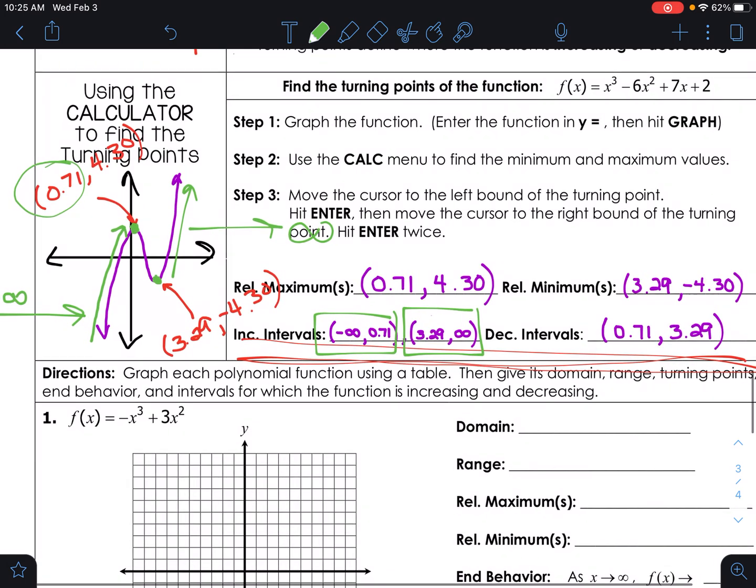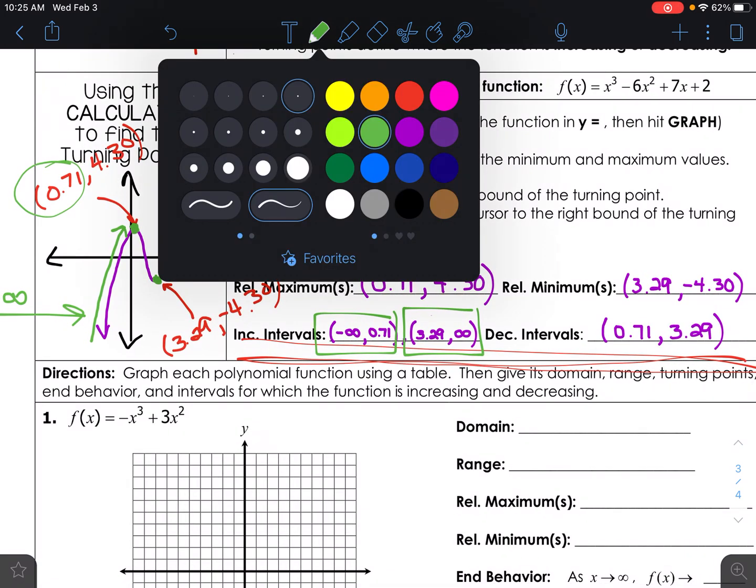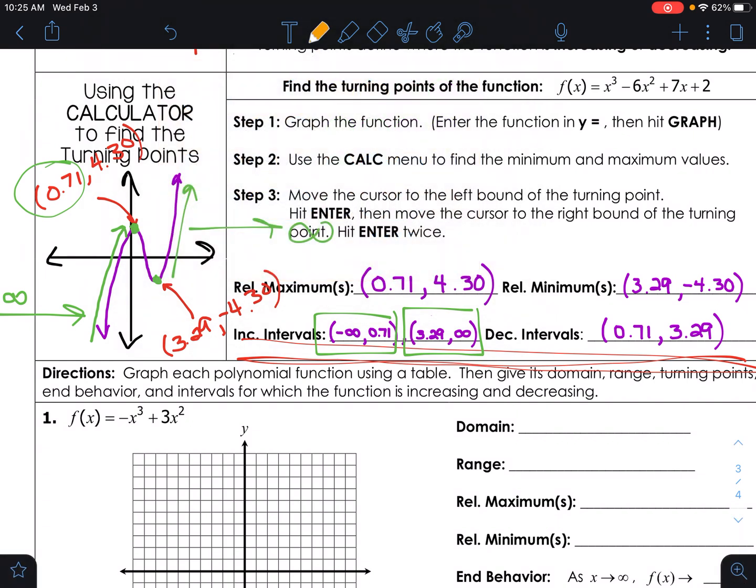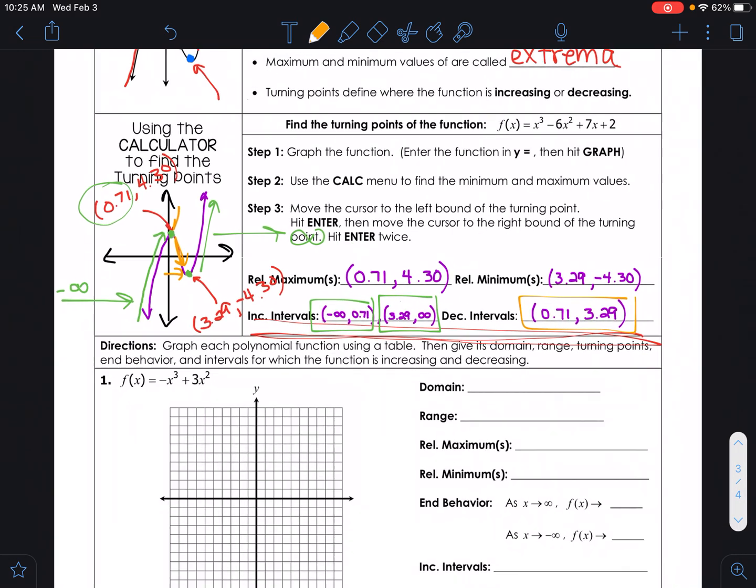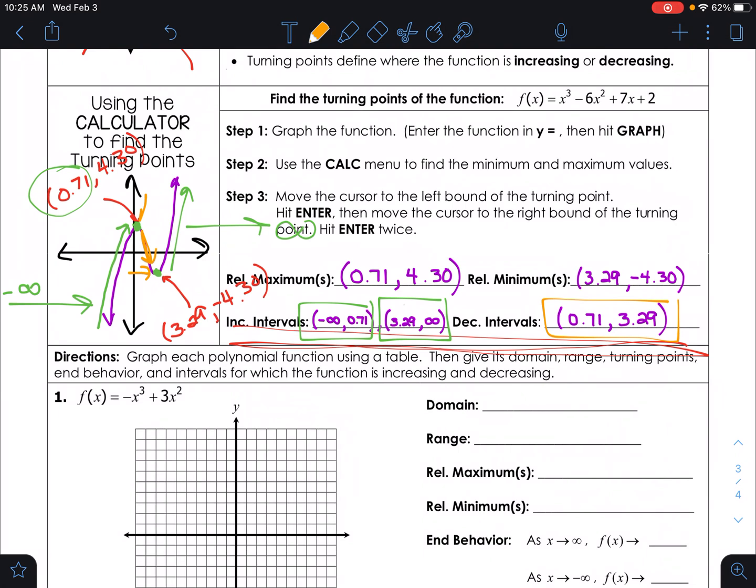Now my decreasing interval, let's do orange. The decreasing interval is right here. This point we already said is 0.71 comma 4.30, so the x is 0.71, and it goes from here to here, which is 3.29. So that's how I got this part right here. This is kind of weird. It's going to take you some getting used to, so it's okay. We're going to practice this a number of times.